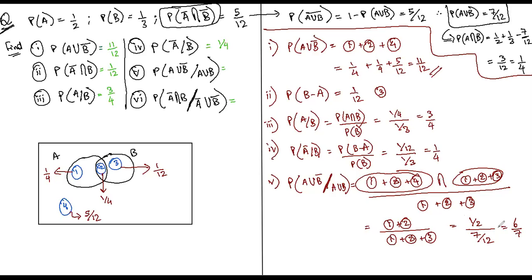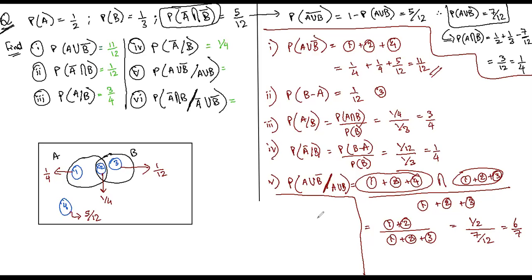Okay, the last one. Sixth one: probability of B minus A given A bar union B bar. This is tricky.